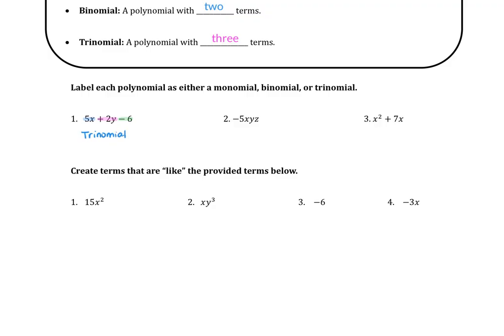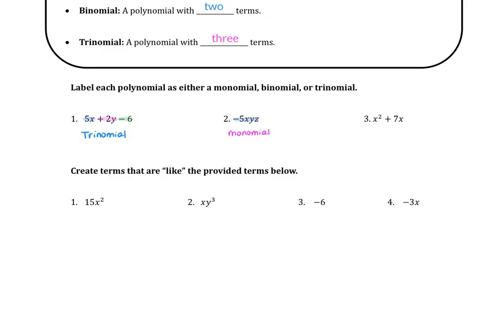Number 2. Notice I don't have any addition or subtraction signs between the -5, the x, the y, and the z. They're all pushed together, so that makes one single term. So that makes it a monomial.